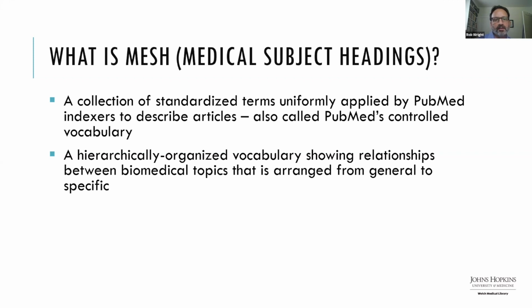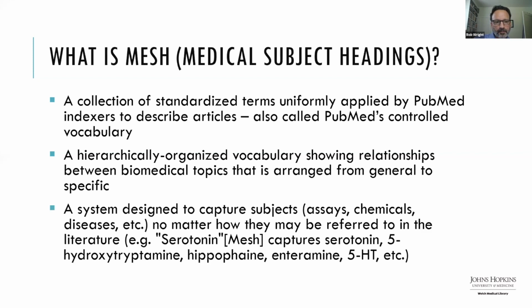So this vocabulary is not just a set of preferred terms, but a set of relationships between terms showing how they relate to one another, with more general terms being at the top of these hierarchies or trees and more specific ones below. And it's a system designed to capture a variety of subjects, covering all of biomedicine, no matter how they might be referred to in the literature. So another way to think of MeSH terms is as umbrella terms that translate the heterogeneity of how things are described in the literature into a single standardized term.